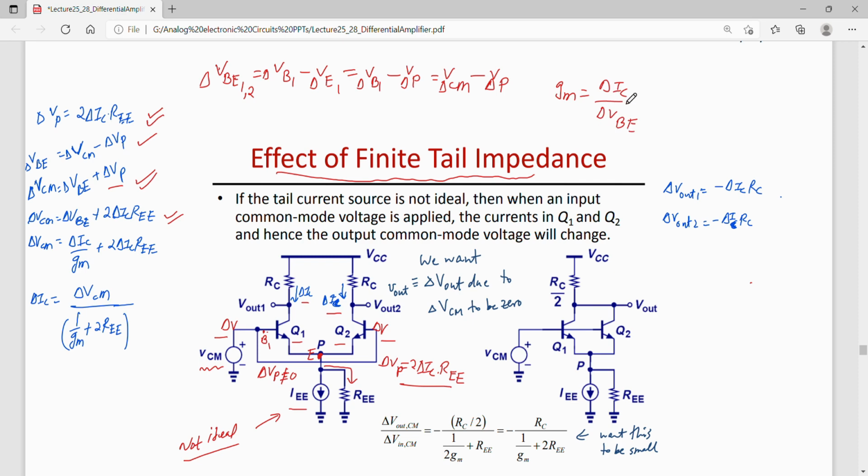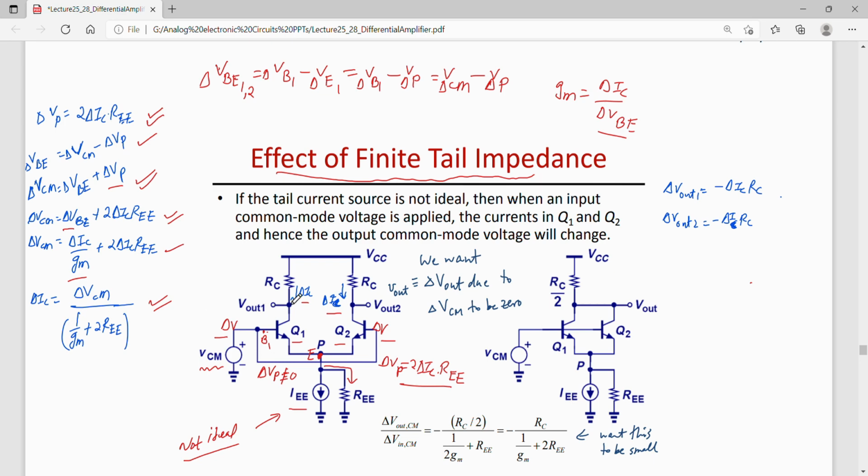Small change in current divided by small change in the base to emitter voltage. Or from here I can write delta VBE as delta IC by GM. That is, this delta VBE I can write as delta IC by GM. And from here I can find out delta IC then. So delta IC is this much: delta VCM by 1 by GM plus 2 REE.